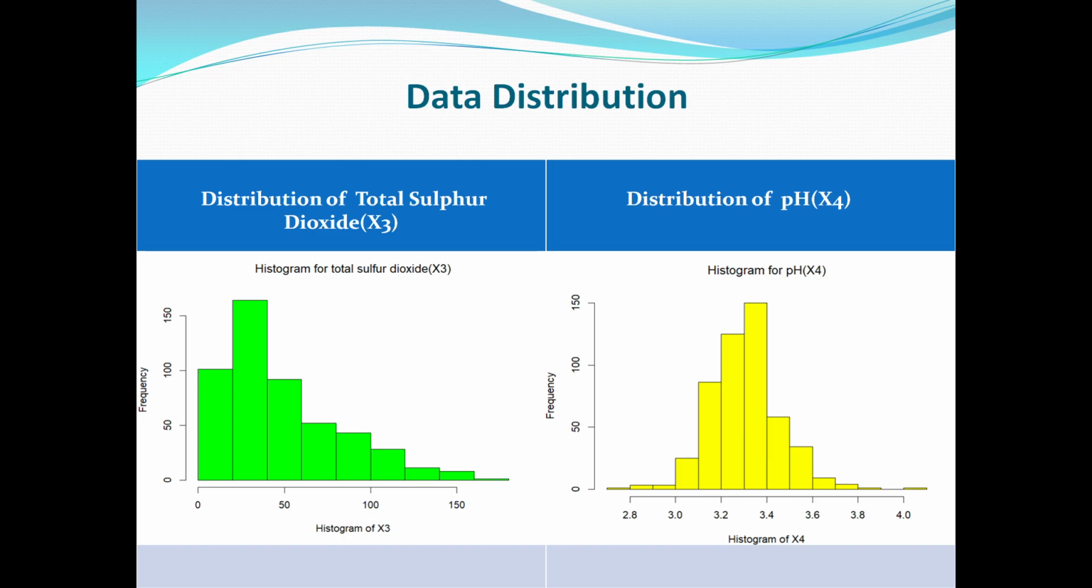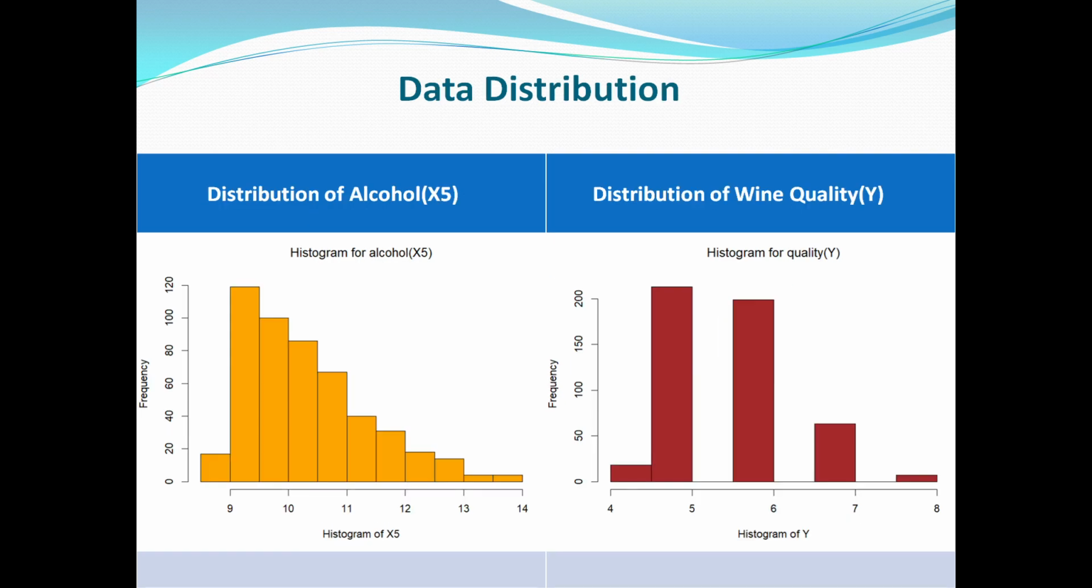Then coming to the pH, we can see that the highest frequency is between 3.3 and 3.4, with the highest frequency as 150. Then coming to the distribution of alcohol, the highest frequency is between 9 and 10, with the frequency increasing up to the value of 10 and then gradually decreasing after the value of 10, with the highest frequency reported as 120. Now coming to the distribution of wine quality, the highest frequency here is 200, with the frequency decreasing after the value of 6.